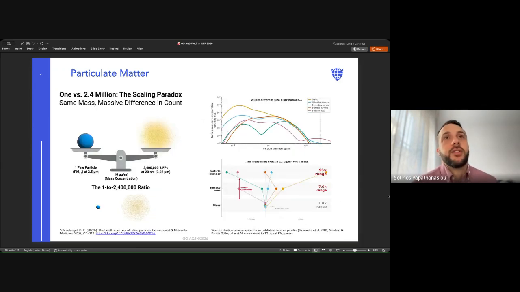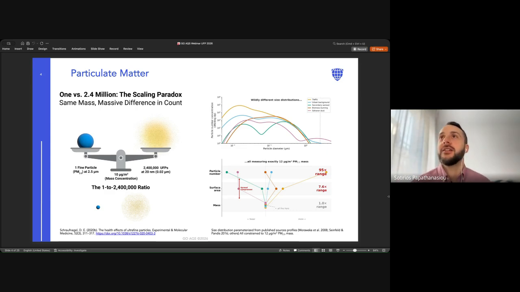The other day on social media, I posted this picture of the analogy between PM 2.5 and ultrafines. We have one fine particle of 2.5 micrometers in aerodynamic diameter, which equals 10 micrograms per cubic meter in mass. And then we have 2.4 million ultrafine particles of 20 nanometers in size. So we can understand now that we have a problem in our hands that we will have to solve.